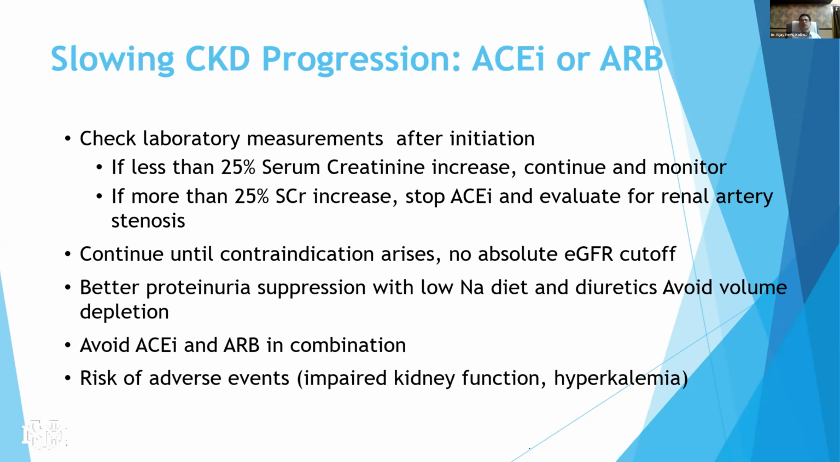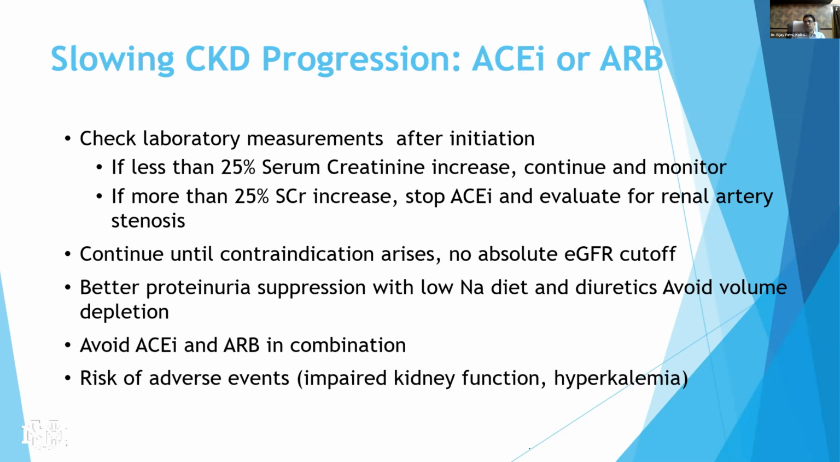How do we really slow the CKD progression? To slow CKD progression, we rely on the ACE inhibitor or the ARB, and we can continue with these drugs if there is less than 25% rise in serum creatinine with initiation of these drugs. But if there is more than that, then you need to reevaluate the issues and we might have to evaluate for renal artery stenosis. But there is absolutely no eGFR cutoff for contraindication for initiation of ACE or ARB.